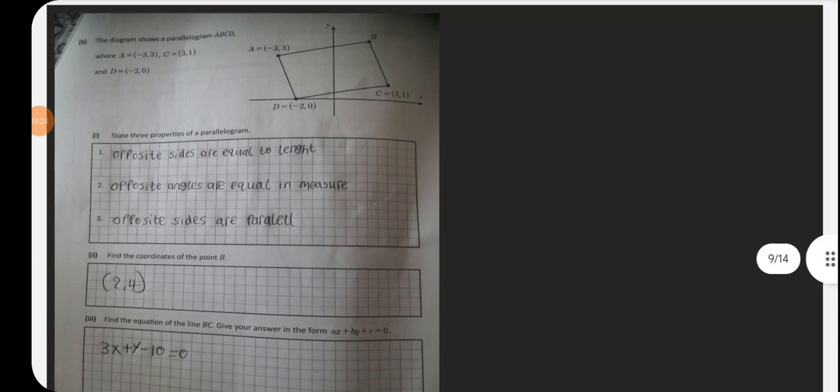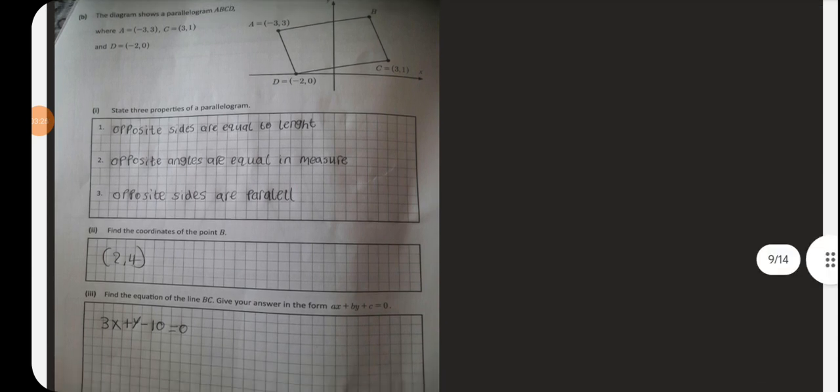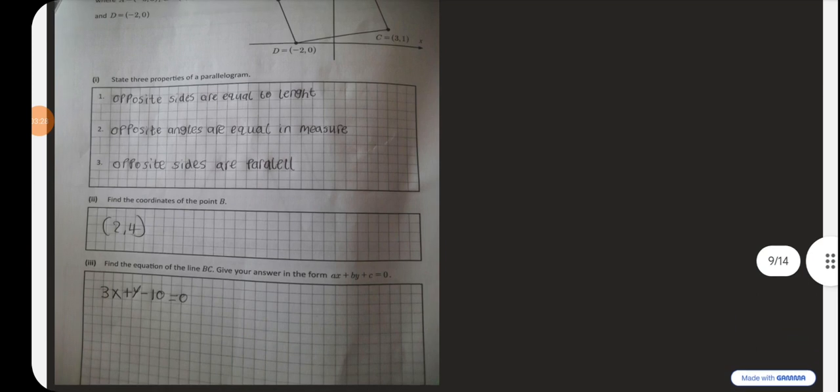And the third one is opposite sides are parallel. Find the coordinates of B. It is 2 and 4. Find the equation of the line BC. Give your answer in the form ax plus by plus c equals 0. So it is 3x plus y minus 10 equals 0.